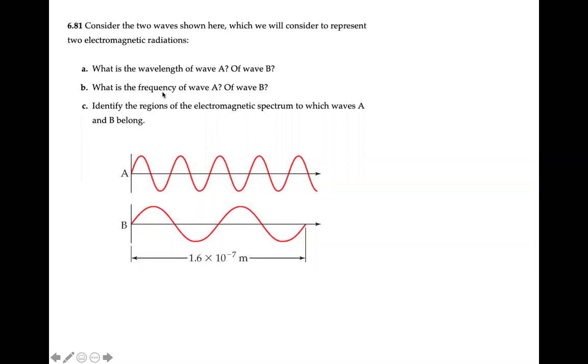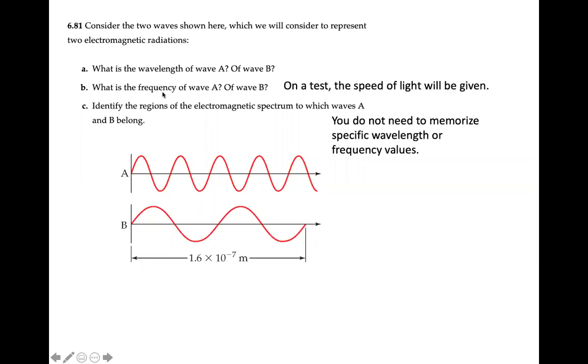I think I could actually calculate what the wavelength is given that information. I could convert it to the frequency too, because I could use the speed of light. On a test, the speed of light will be given: 3 times 10 to the 8 meters per second, or we could have the value in nanometers like I just mentioned. This third part says identify the region of the electromagnetic spectrum. That last part, I wouldn't expect that on the exam. You do not need to memorize specific wavelengths or frequency values, but you do need to be able to put them in order.